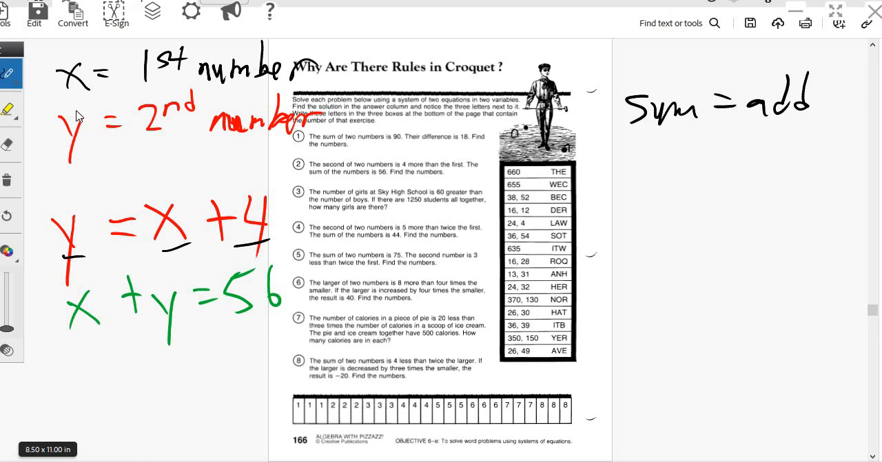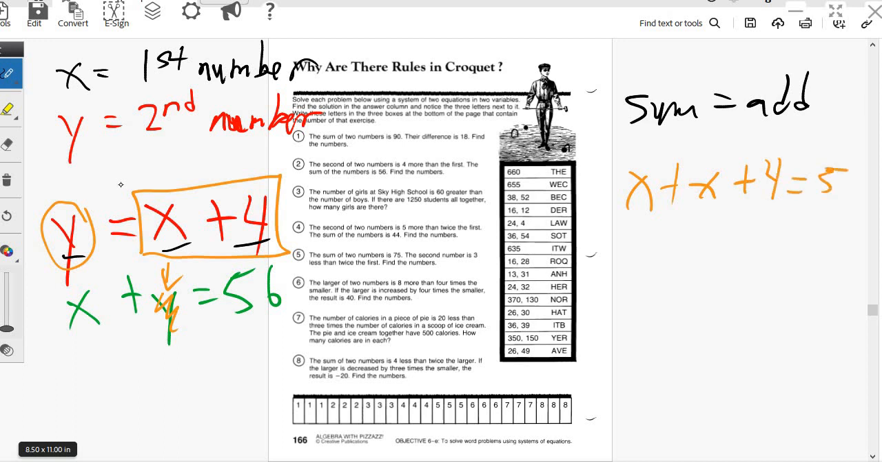Remember, you have a choice of how to solve these equations. For me, the easiest way to solve this would be to use substitution. I know what y is equal to: y is equal to x plus 4. So I'm going to replace y with x plus 4, and when I do, I will get x plus x plus 4 is equal to 56. Notice how with the substitution method, we went from an equation with two variables to just one variable, which is the x variable.